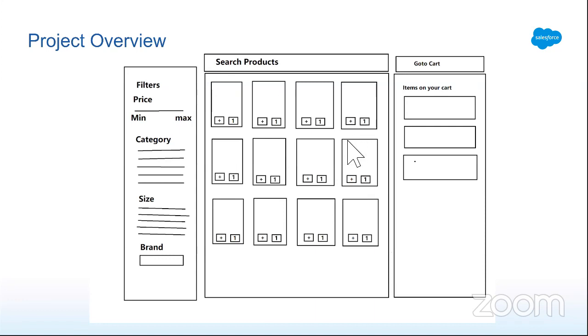Each tile will have one product detail where you can click this plus button to add that particular product to cart, and you can choose whatever quantity you want to get. Okay, and on the right side, whatever products you select and have in the cart will be displayed over here as a list of products. And here we have a button to go to the cart.